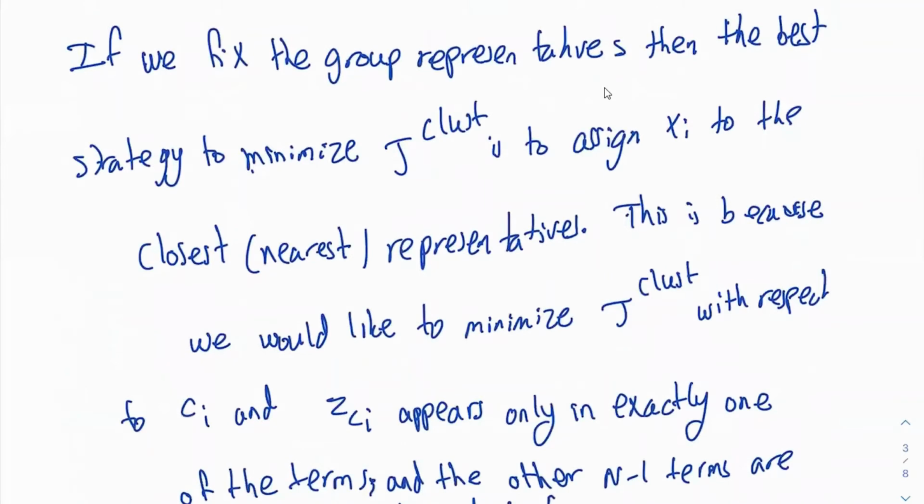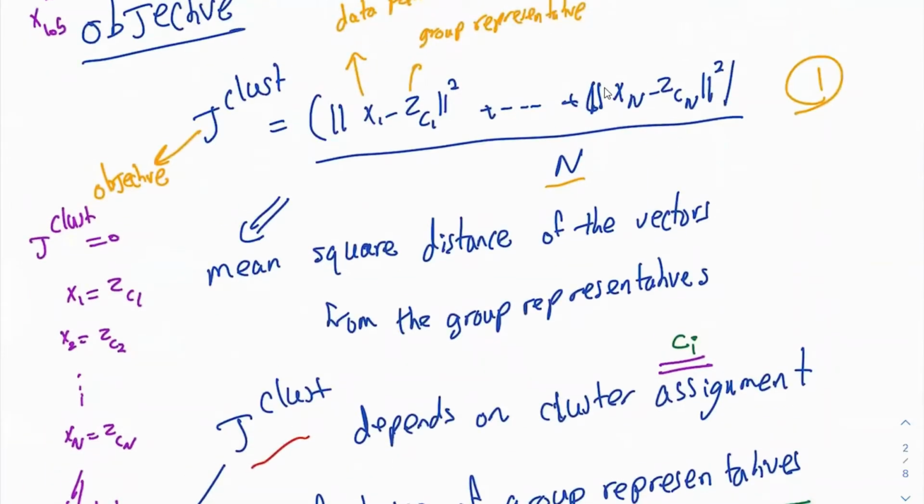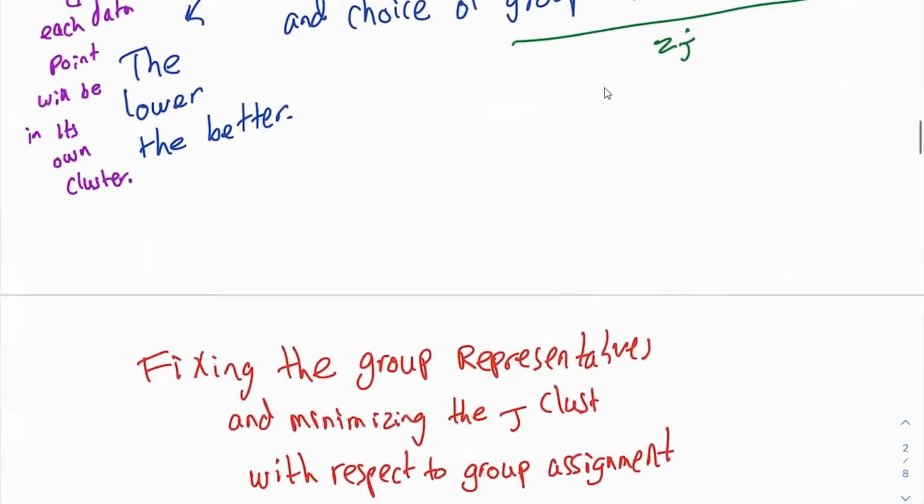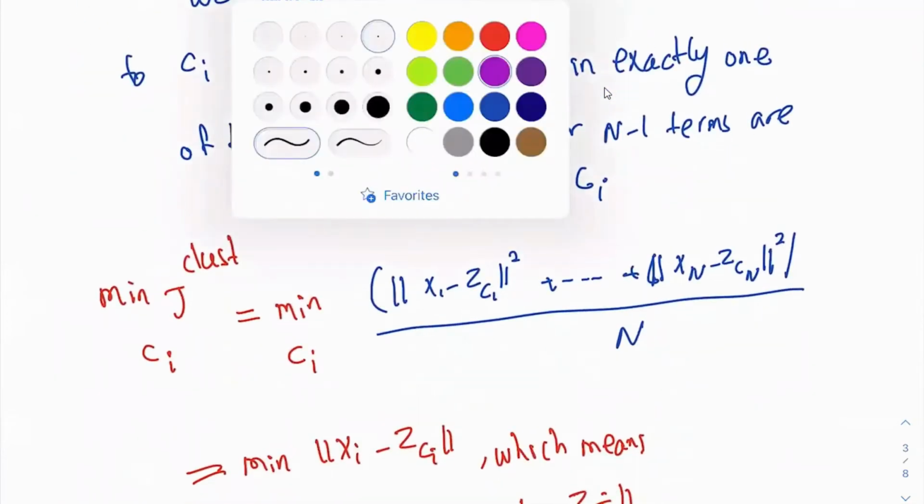Here I explained that if we fix the group representative, then the best strategy to minimize J class is to assign each data point xi to the closest group representative. Why is that correct? It is very easy to see. Look at this objective function. I would like to minimize it with respect to ci, the cluster assignment.